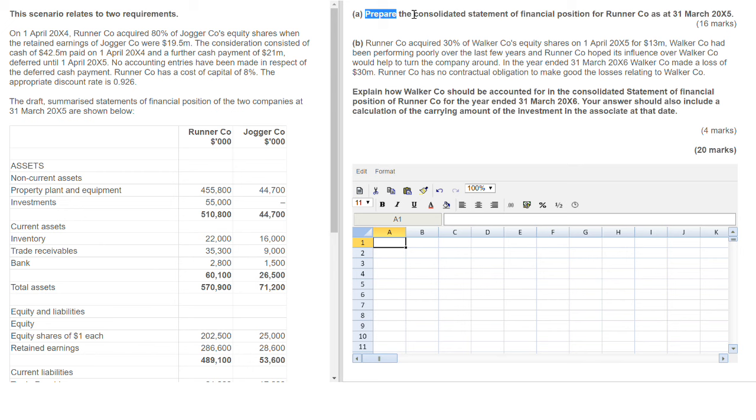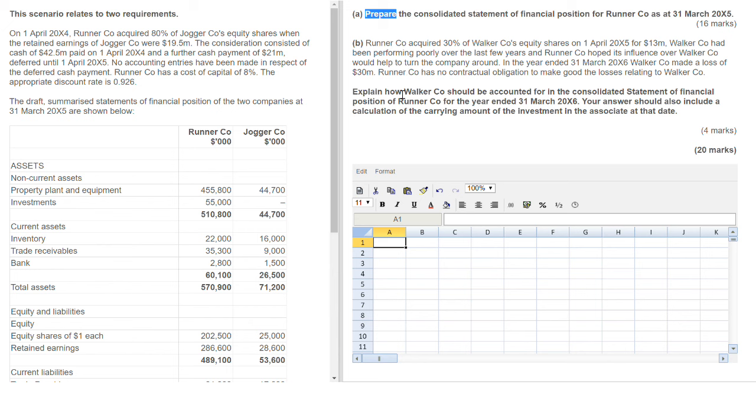When personally, I think what you should be doing is you should be looking at part B first, answering that, because then that will free up more time for you to go through there and answer the remaining parts of part A. So make sure in a question like this, if you can, do part B first. So let's have a look at part B.